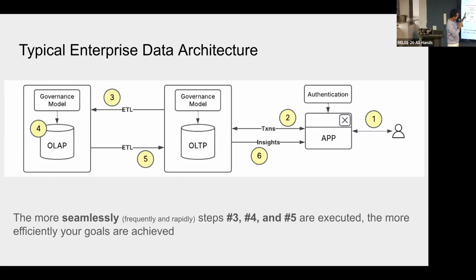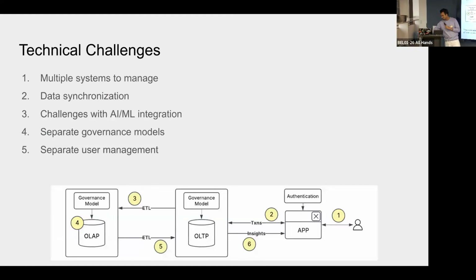So basically, it boils down to the fact that the more seamlessly your steps 3, 4, and 5, the ETL, the analytics processing, and the reverse ETL, basically it is ETL, but for the sake of this discussion we call it reverse ETL. The more seamlessly these steps 3, 4, and 5 are executed, the more efficiently your goals are achieved, right? If you have problems here, you will see what happens. Now you have some technical challenges here.